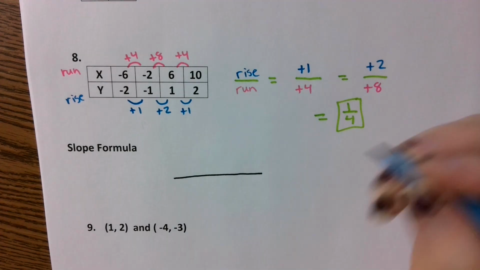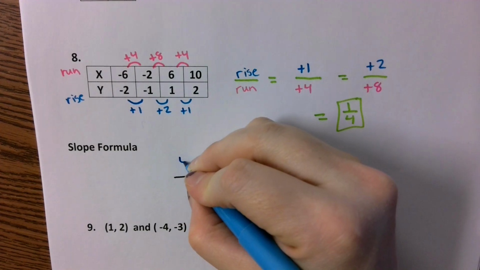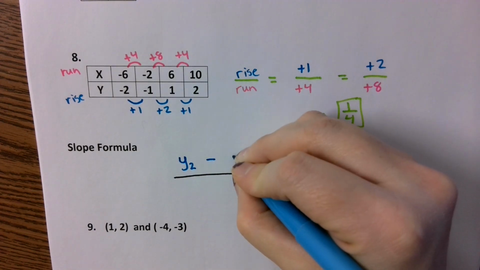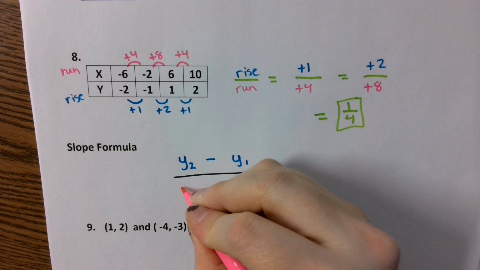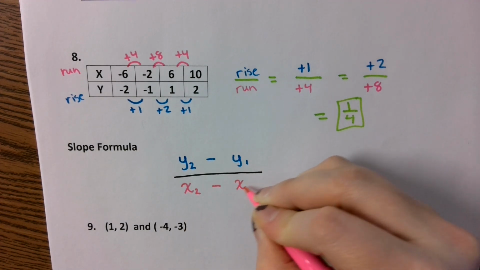and the rise in this situation is going to be the change of your y's. So how do we figure out the change of our y's? We take our different y values, so y2, and we subtract our y1. Okay. And then for your run, it's the difference of your x values. So you take x2 and you subtract x1.